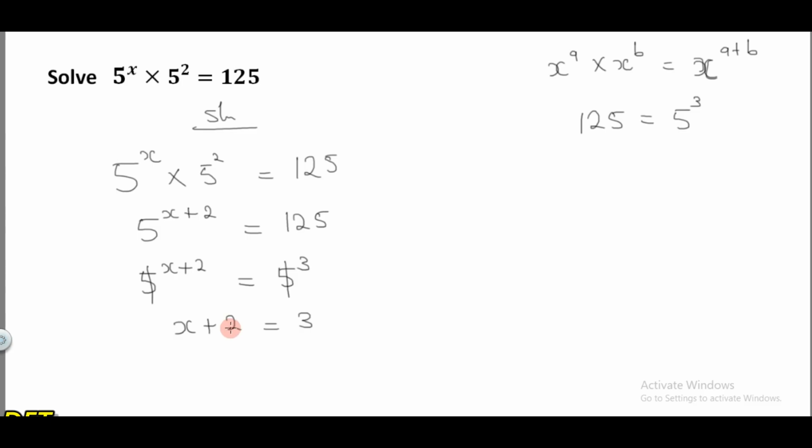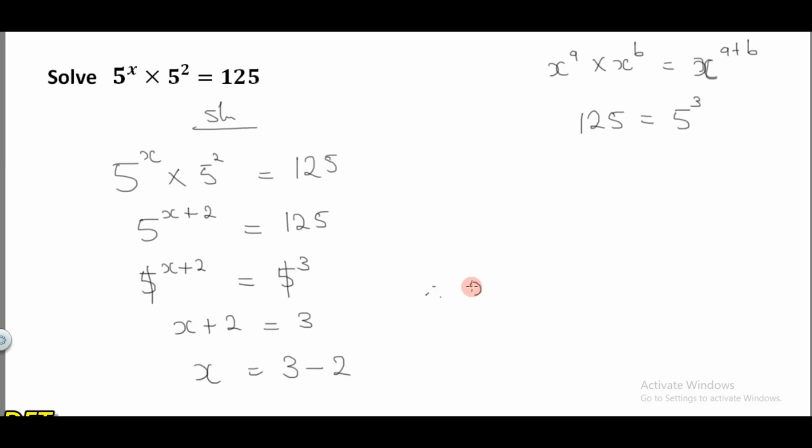So I will take this 2 to the other side of the equation. I'll collect like terms here. Take this plus 2 to the other side of the equation. When it crosses, it becomes minus. So my x will be equal to 3, which is this 3. When this plus 2 crosses the sign of equality to the other side of the equation, it becomes minus 2. So 3 minus 2 will give me 1, right?